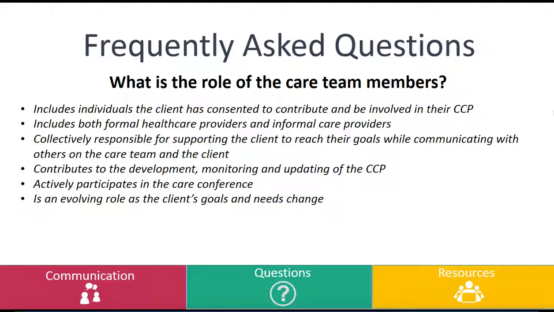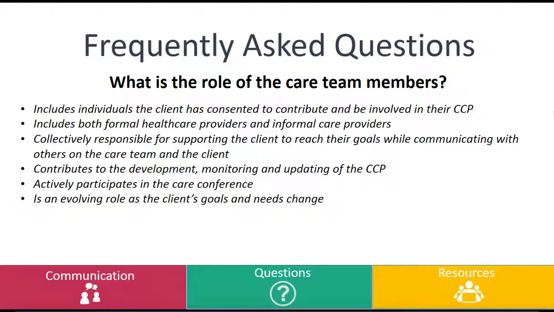The roles and responsibilities of the care teams are very similar to that of the ICL. However, they are not the lead contact person, nor are they responsible for the communication to the rest of the care team members. They are collectively responsible for supporting the client throughout the coordination care management process. The expectations of the care team members are that they contribute to the development, monitoring, and updating of the coordinated care plan. Members of the care team are also encouraged and expected to actively participate in the care conference, support the client in achieving their goals, and contact the integrated care lead to communicate any changes in the client's health and well-being.